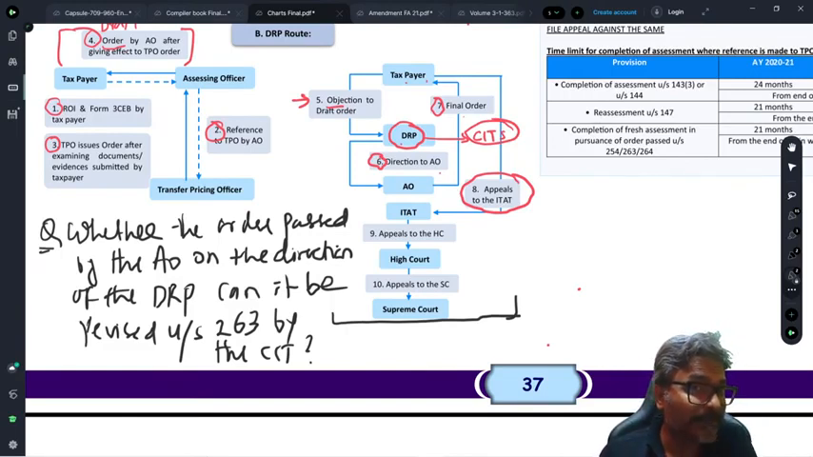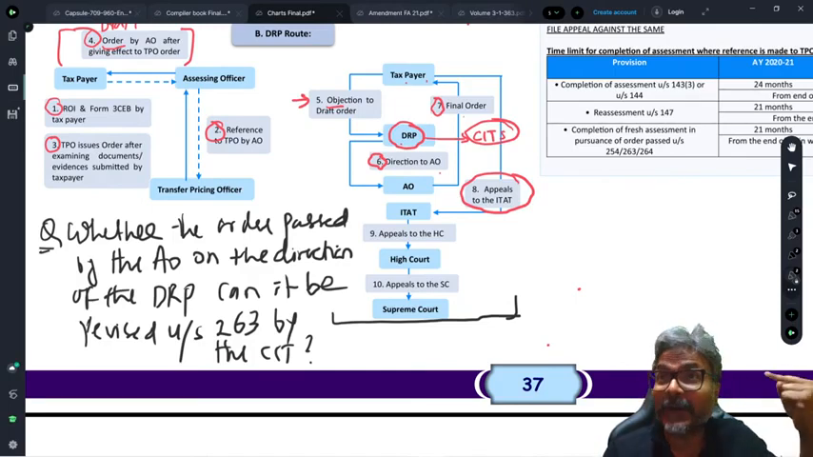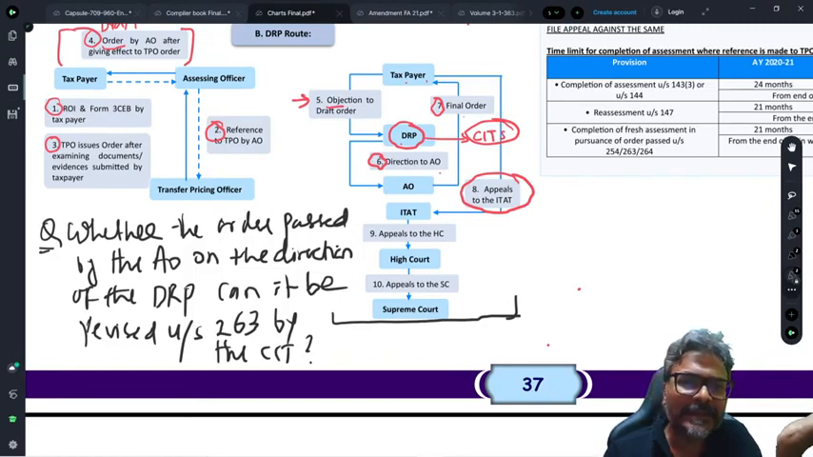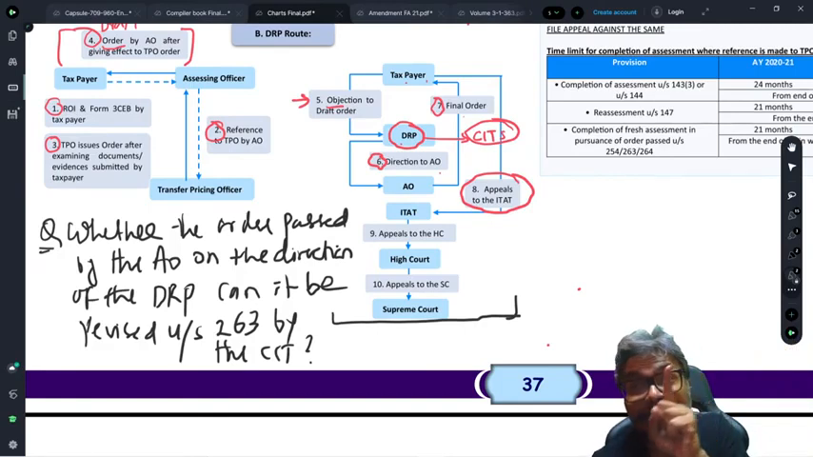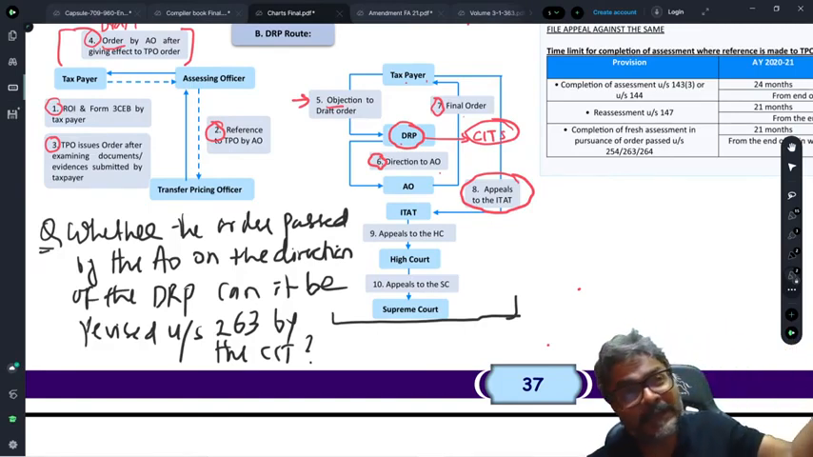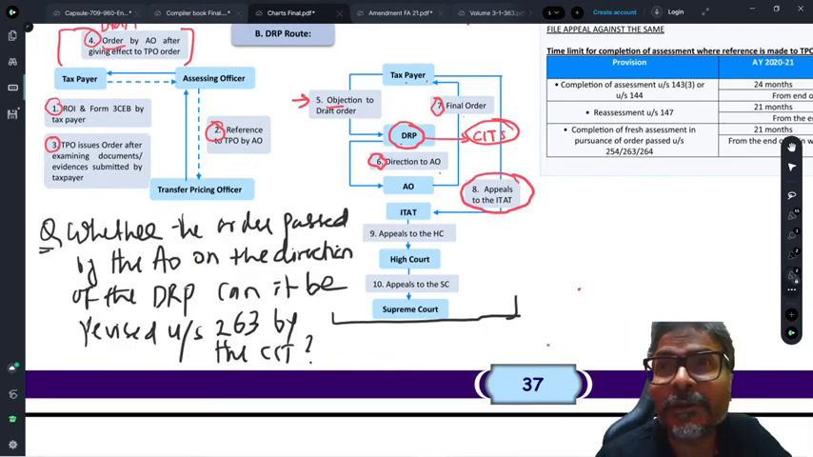The DRP direction on which the AO has passed the order, please be very careful, it still remains the AO's order. It still remains whose order? The AO's order. And therefore, if it is the AO's order, the nature of the order being in substance that of the AO's order, then yes, the CIT can revise that particular order which the AO has passed on the basis of the direction of the DRP.